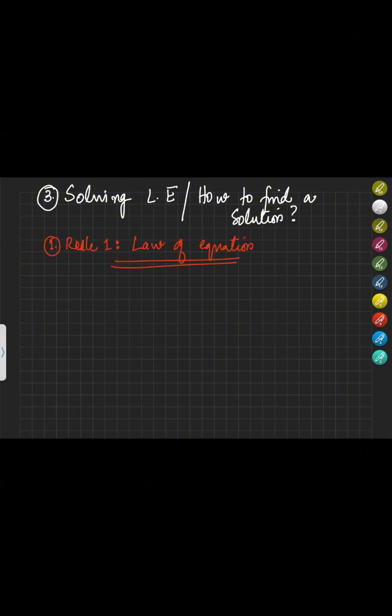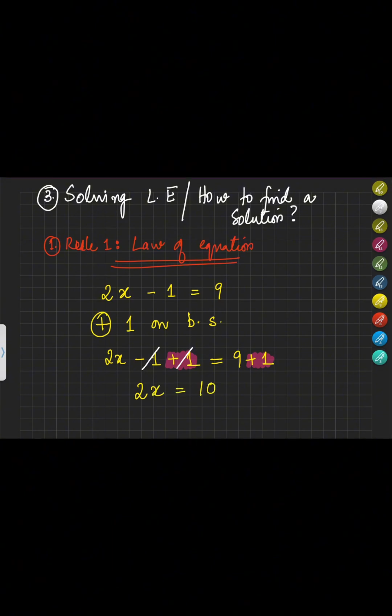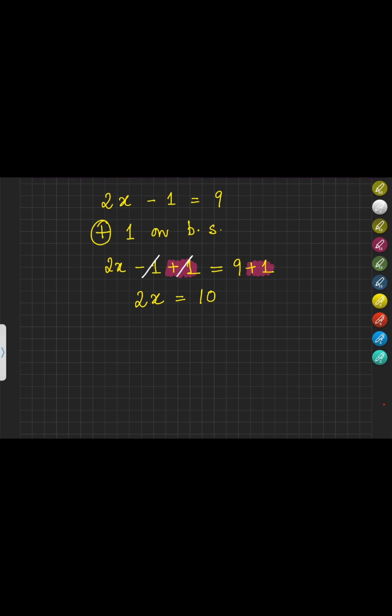So say for example, if you have 2x minus 1 is equal to 9, if I add 1, then I will have to add 1 on both sides. So 2x minus 1 plus 1 is equal to 9 plus 1. You can see here I have added 1 on both sides. What happens? Plus 1 minus 1 cancels and we are left with 2x is equal to 9 plus 1, which is 10. Now still we see that x is not independent of any number yet. So what do we do? We divide by 2 on both sides. So 2x by 2 is equal to 10 by 2. 2 cancels, 2 fives are 10. So we get x is equal to 5.